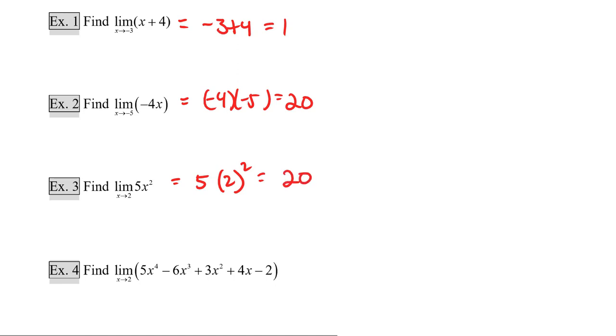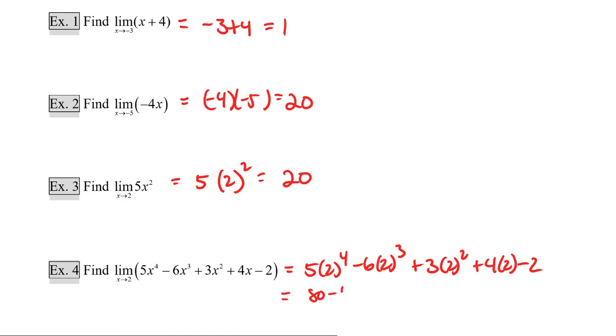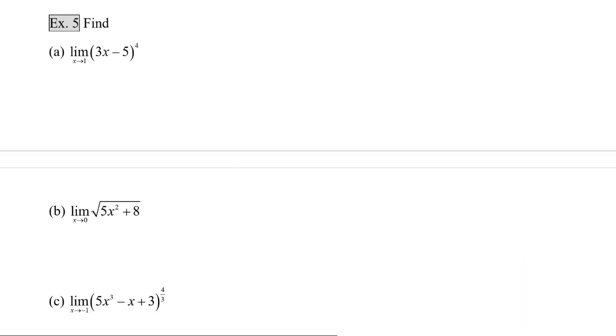Example 4, we're going to find the limit of that polynomial, and we are free to just plug in the 2. So this is equal to 5 times 2⁴ - 6 times 2³ + 3 times 2² + 4 times 2 - 2. And this is equal to 80 - 48 + 12 + 8 - 2, which all combines together to equal 50.